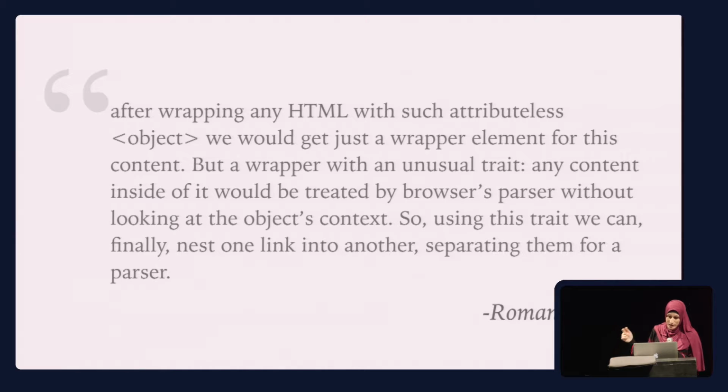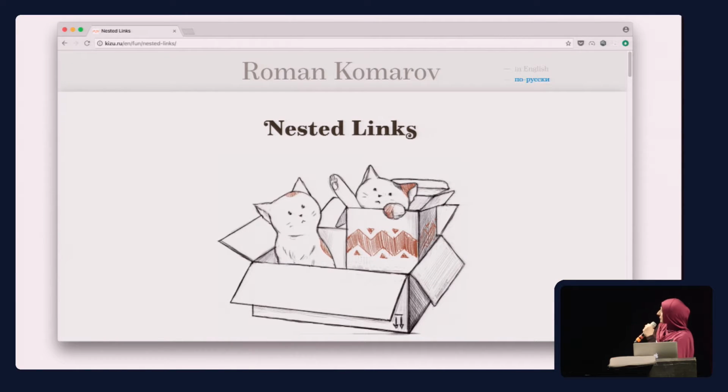So using this trait, we can finally nest one link into another, separating them for a parser. We're sort of mocking the browser here and taking advantage of the way it handles HTML. It's just going to render the internal A as a fallback without looking at the context of the object, which is the external A. And it works. He wrote about all of this logic in his article here.